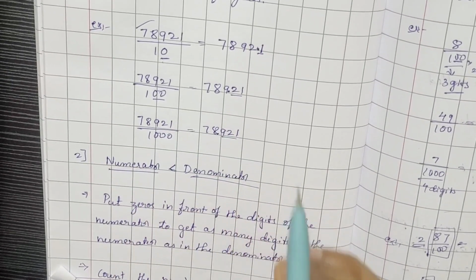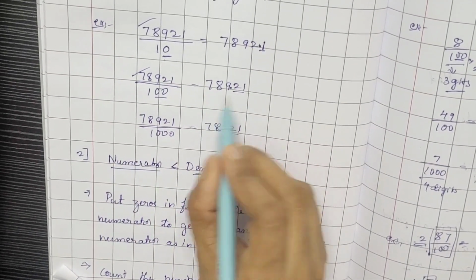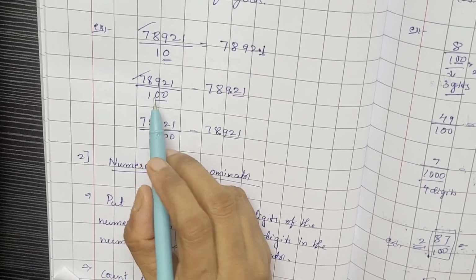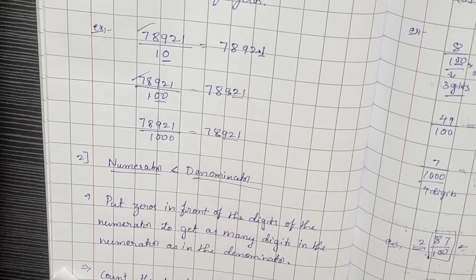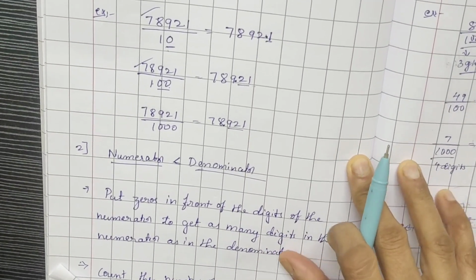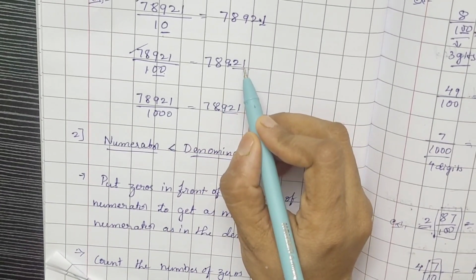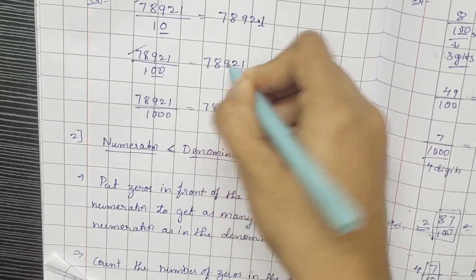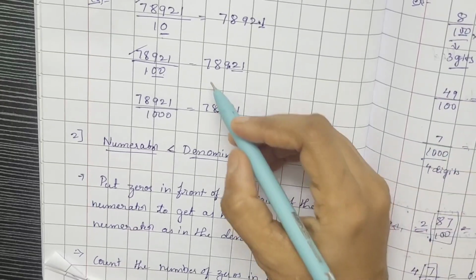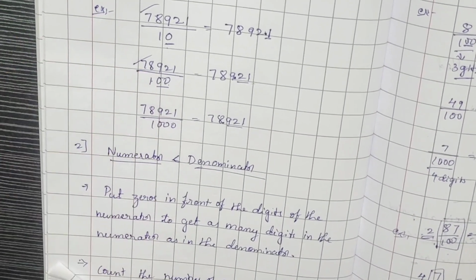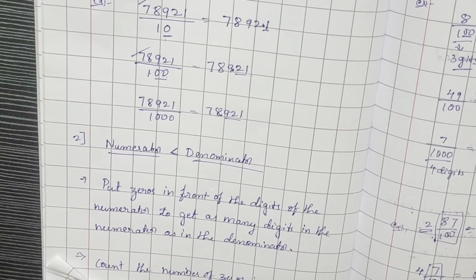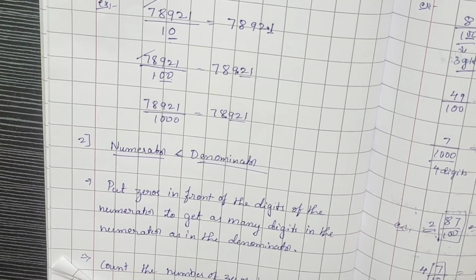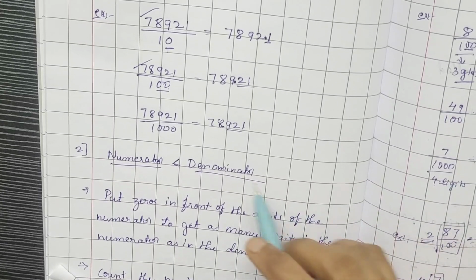How to do it? First we have to write the numerator. I wrote the numerator. First we have to count how many zeros are there. 2 zeros are there. First we have to count the zeros: 2. Then we have to count here: 1, 2. After 2 we have to put the decimal point. So this is the decimal of this. 789.21 is the decimal of 78,921 divided by 100. Okay.